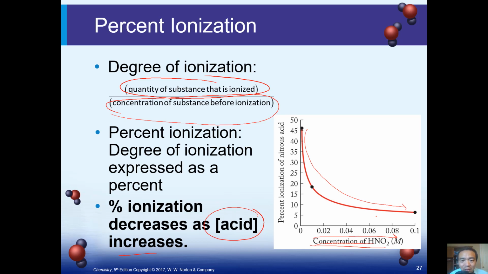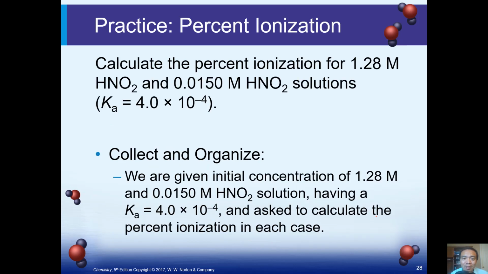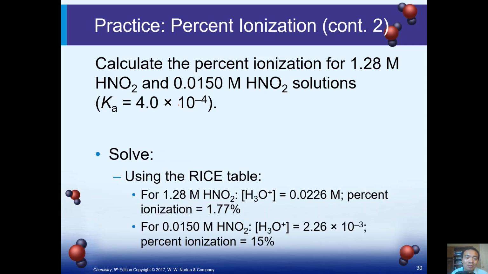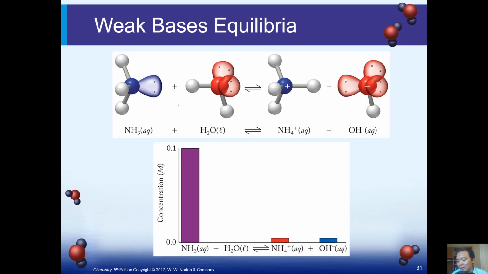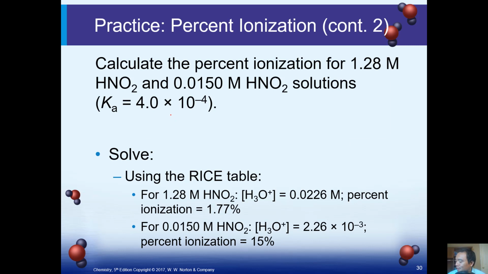Let's look at another example about percent ionization. Calculate the percent ionization for a weak acid. You've got to recognize this as a weak acid. Different concentrations you see over here, so we can do two calculations. Use the ICE table exactly the same way. The ICE table means you can use generic ones. You can do HA.